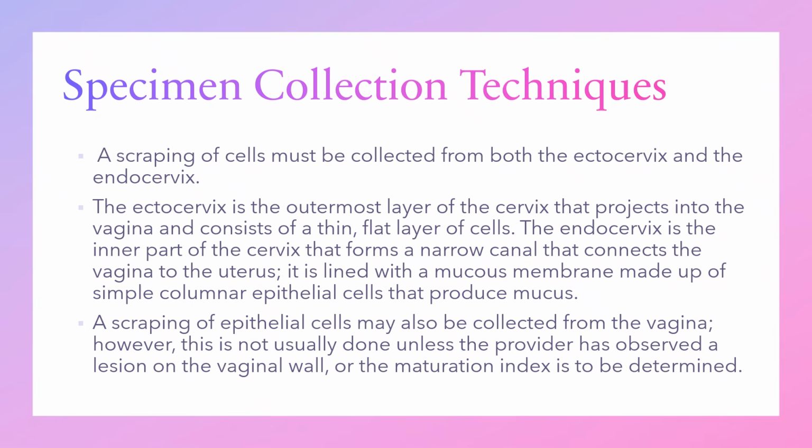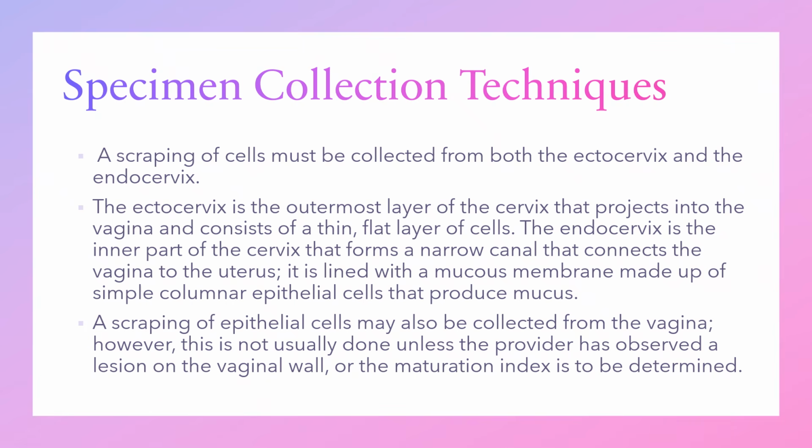For specimen collection techniques, there is a little figure, figure 8.3. It's got A, B, C, D, and it helps you visualize what these techniques look like. So with a vaginal speculum in place, the provider is going to collect a sampling of epithelial cells from the cervix for evaluation by the lab. We can collect it from both the ectocervix and the endocervix.